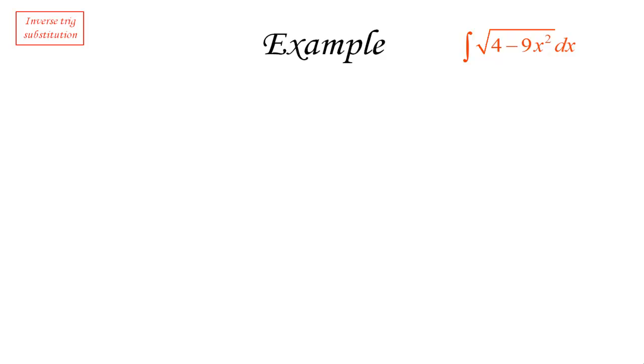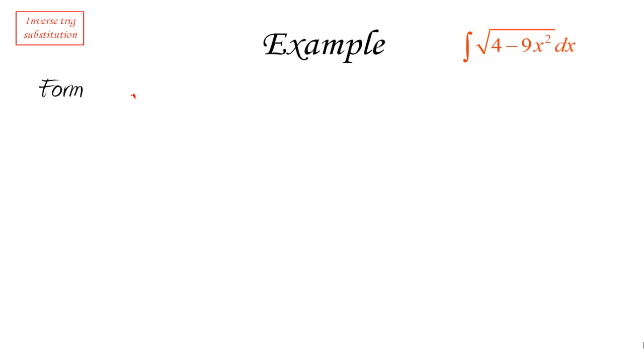Here is the example. Integral of the square root of 4 minus 9x squared. Well, try doing it by substitution. It won't work. Try doing it by parts. It won't work either. Okay, so what we have to do is try to do it in some other way. And here is the way that we're going to use.